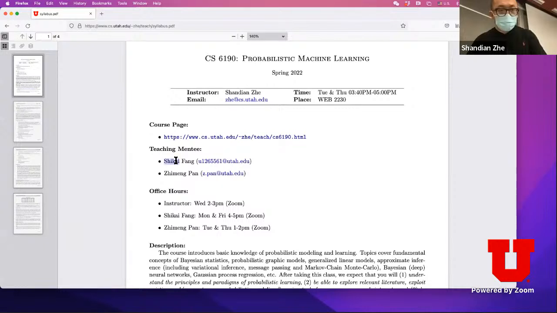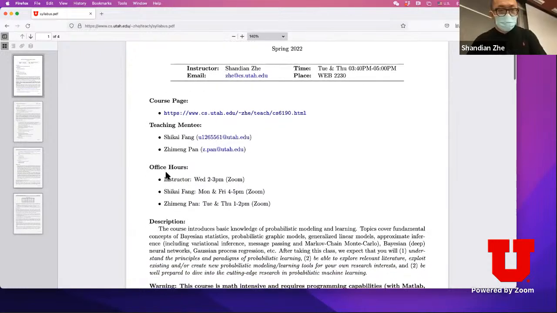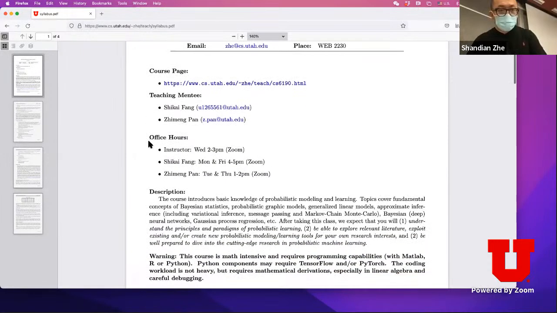Unfortunately, Shikai is stuck in China right now, and he can only provide remote office hours, I think for the next month. When he comes back, we can schedule in-person office hours. Zhimeng can provide both in-person and remote office hours. And here is the schedule of our office hours.